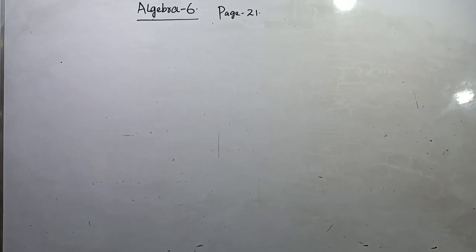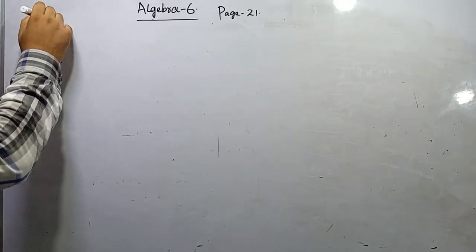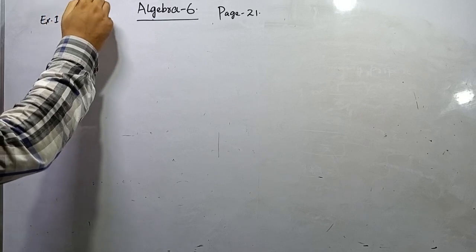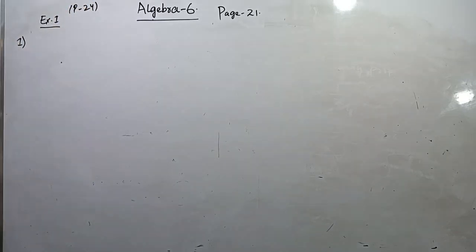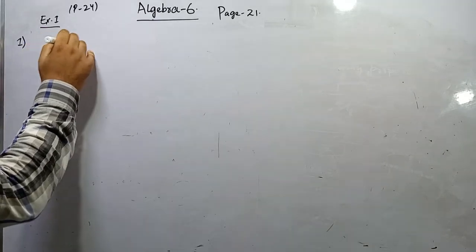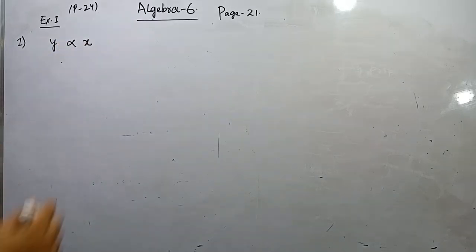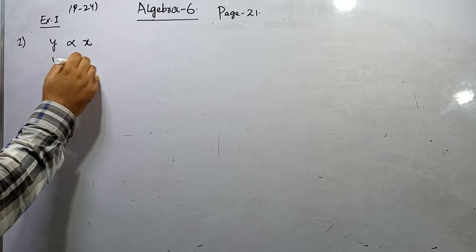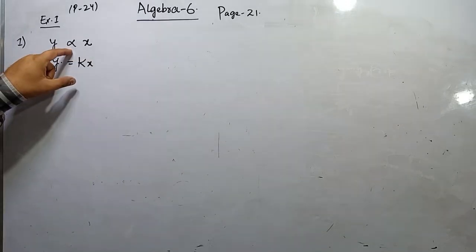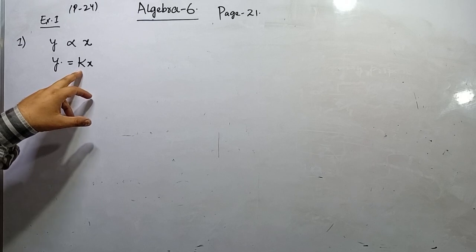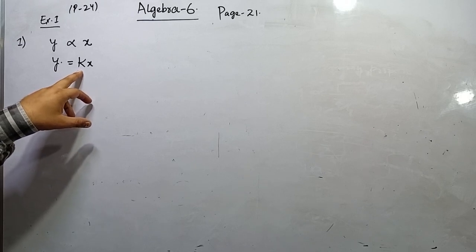Now see Exercise 1, page number 24. The first question: y is directly proportional to x, if y is equal to 10 when x is equal to 2, find. See the first line of the question: y is directly proportional to x. So we can write y is directly proportional to x. Then we can write y equals kx, because we know this proportionality sign can be replaced by the equality sign, and this k is the constant of proportionality.